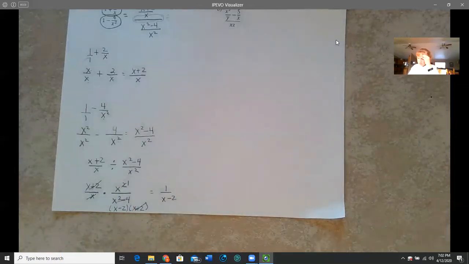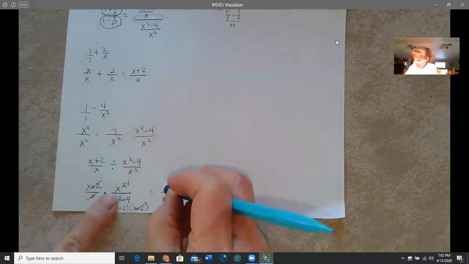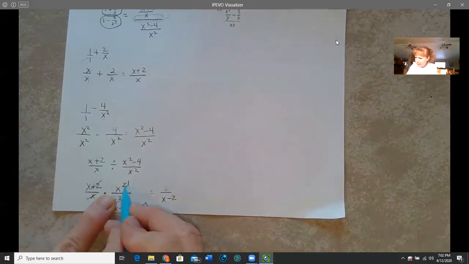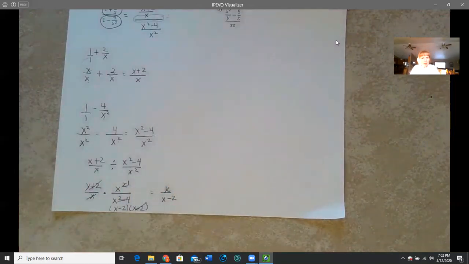Wait a minute, I'm missing an x. Did I? Oh, sorry. It's x right there. Sorry about that. I knew I had to have an x in the numerator. It's x to the first. Okay. X over x minus 2. Okay, I forgot about that x right there. But when you multiply across, you get x to the first.